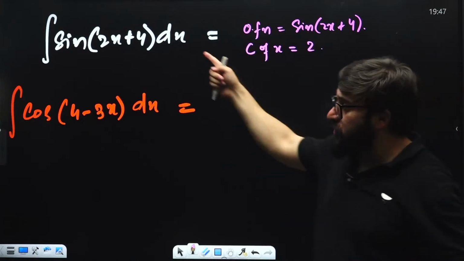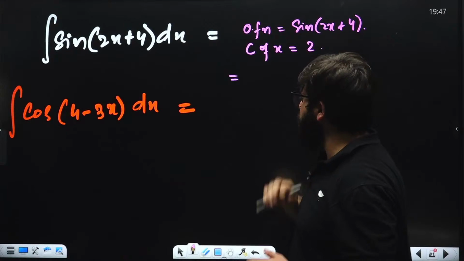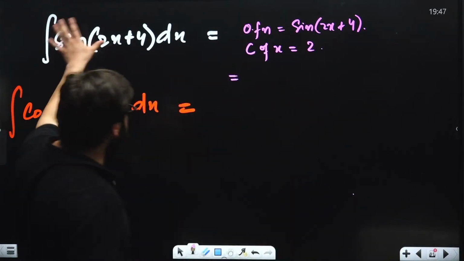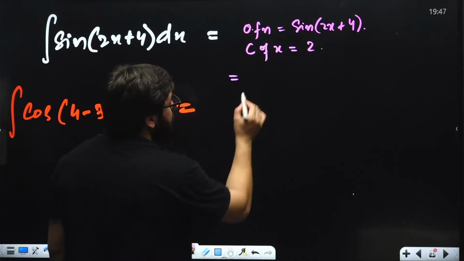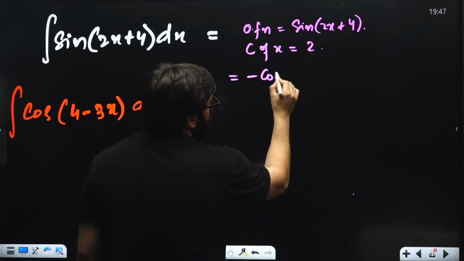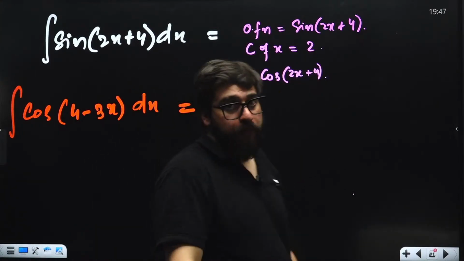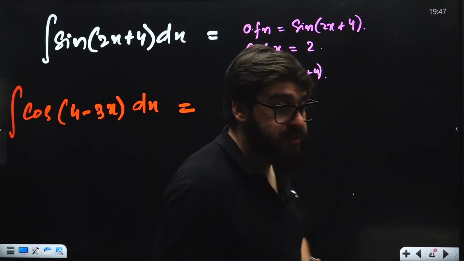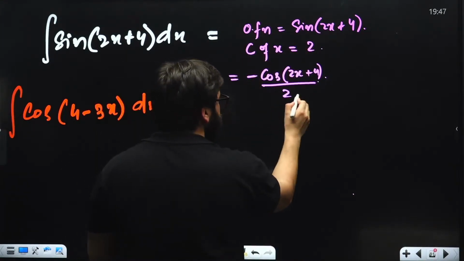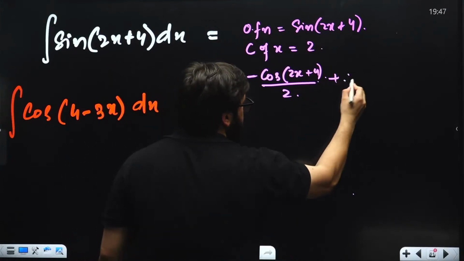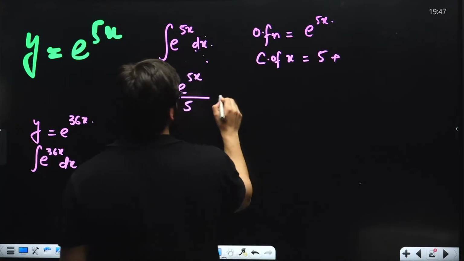Now let's do the integration of this one. So I say integration of this one will be simply integration of the outer function. The outer function is sine of something. So it will be simply minus cos of 2x plus 4, because we know integration of sine is minus cos. Divided by, what is the coefficient of x? That is 2. And over here, plus c. Here also plus c.